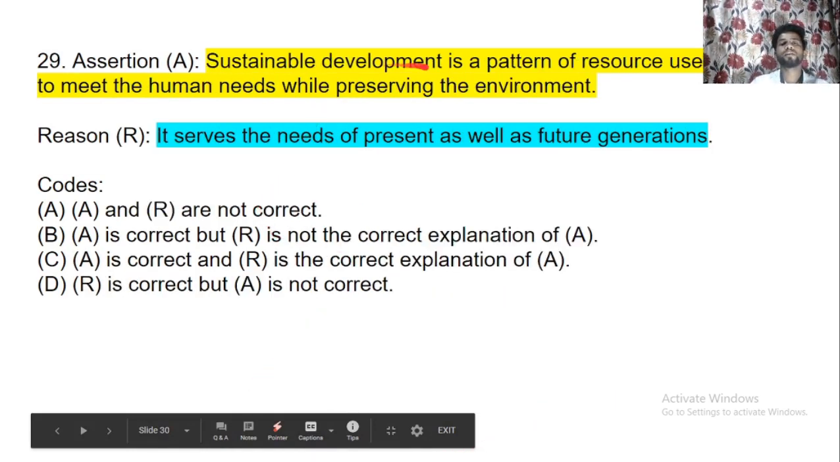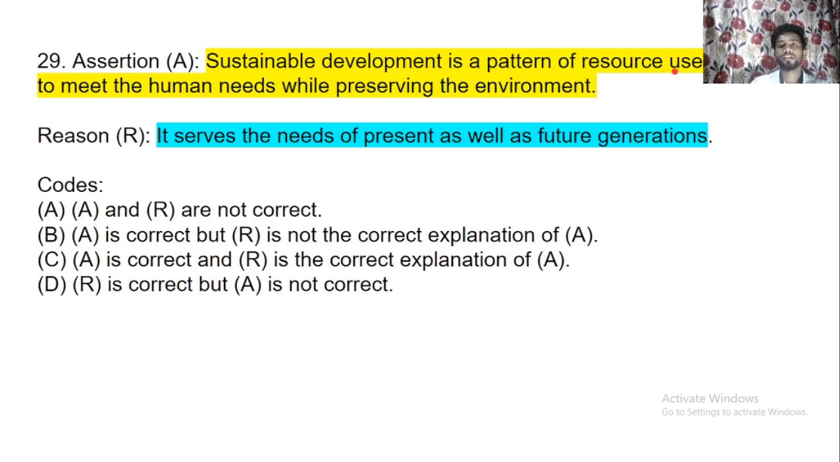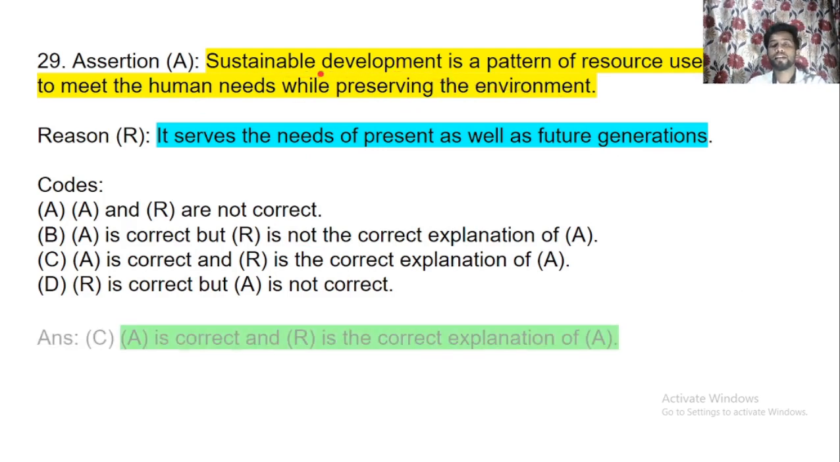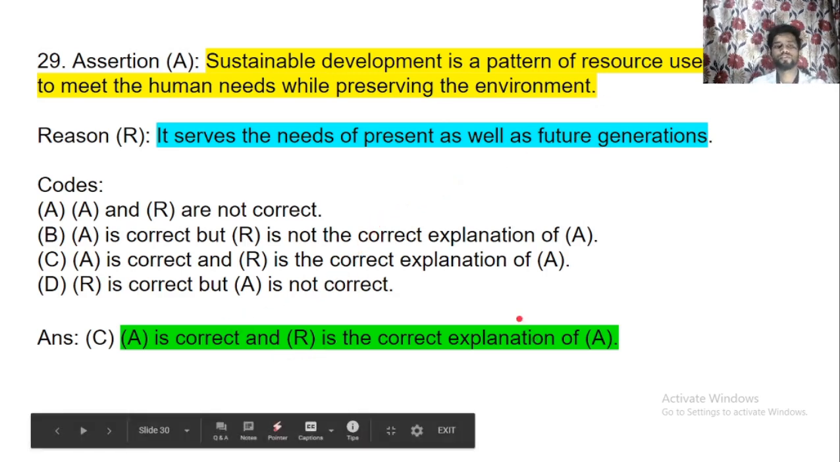Now, sustainable development is a pattern of resource use that aims to meet human needs while preserving the environment. So, sustainable development is a pattern of resource use. Yes, it's correct actually, and it meets the needs of the present as well as the future. Yes, both are correct actually. A is correct, and R is the correct explanation of A also.